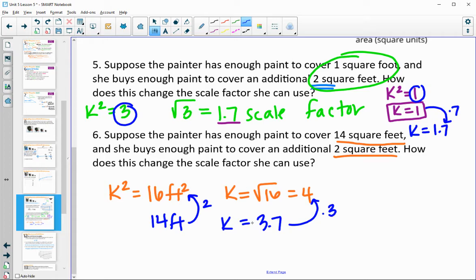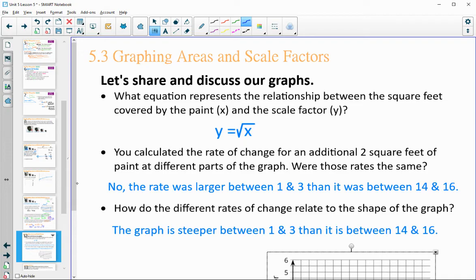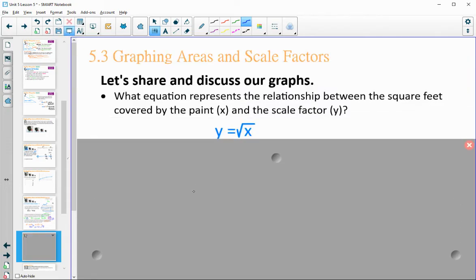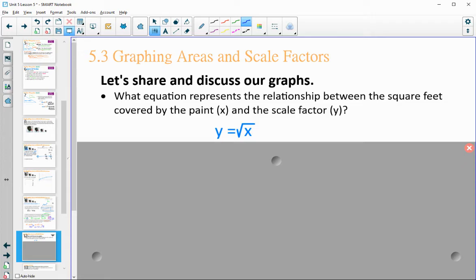So how does it change the scale factor? She went up in both, but she got to go up more in this one than this one. An equation that we could use is y equals the square root of x, because one side is k squared and our other side is k. So that would just be square rooting. The expression that puts those together is the square root of x.